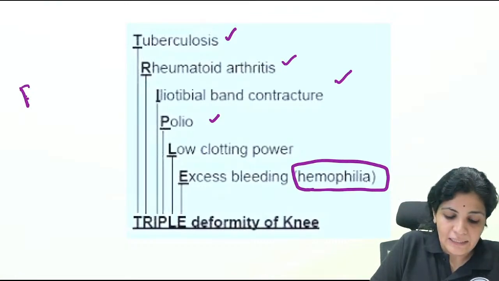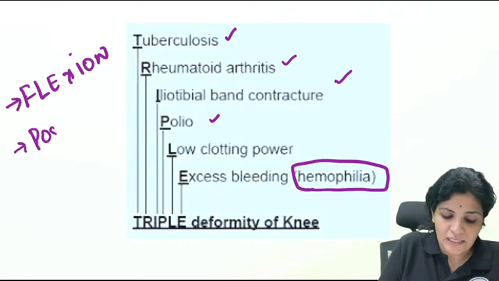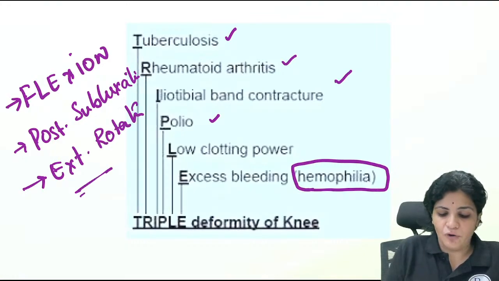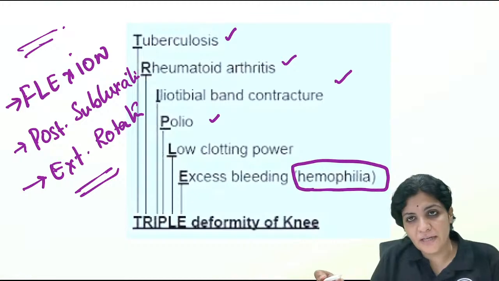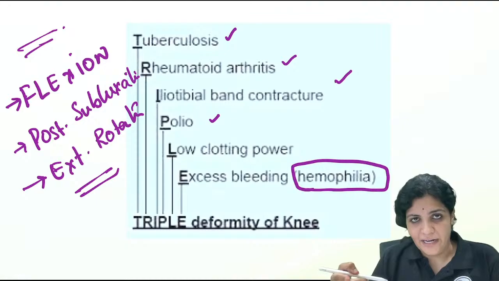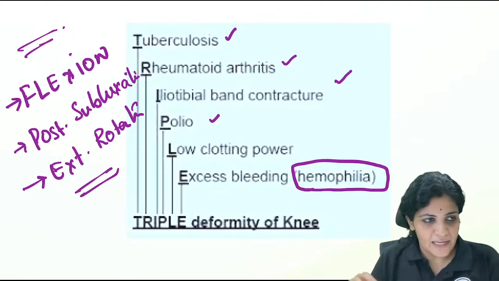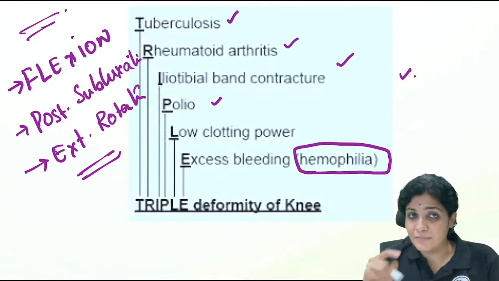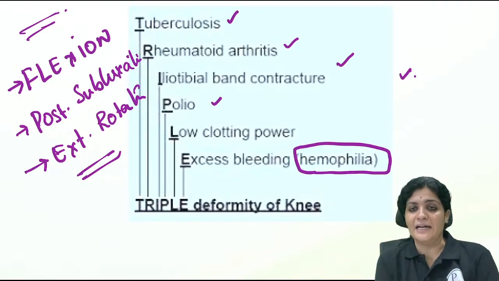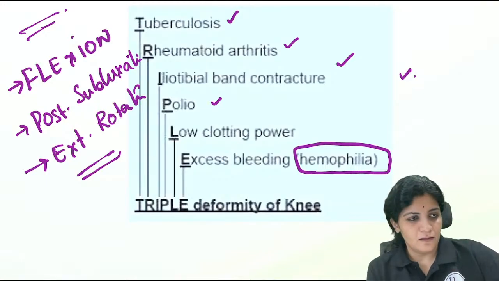So whenever you see the knee is in flexion, whenever the knee is posteriorly subluxated, that means the joint has moved backward, and then there is an external rotation, you tell that as a triple deformity. And what are the other areas where you see triple deformity? So you can see it in tuberculosis, rheumatoid arthritis, iliotibial contractures, polio, and hemophilia. Is that clear? Very, very straightforward question. Sometimes they may directly ask you which of the following is not an indication, or in which of the following we can't see a triple deformity. Okay.